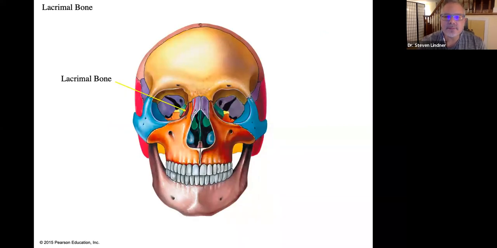Now, this is the nasal bone. And then if we go just lateral to it, we have the lacrimal bone, L. The green is the ethmoid. And then the purple is the sphenoid. So it's LES, right? L-E-S. From medial to lateral: lacrimal, ethmoid, sphenoid.